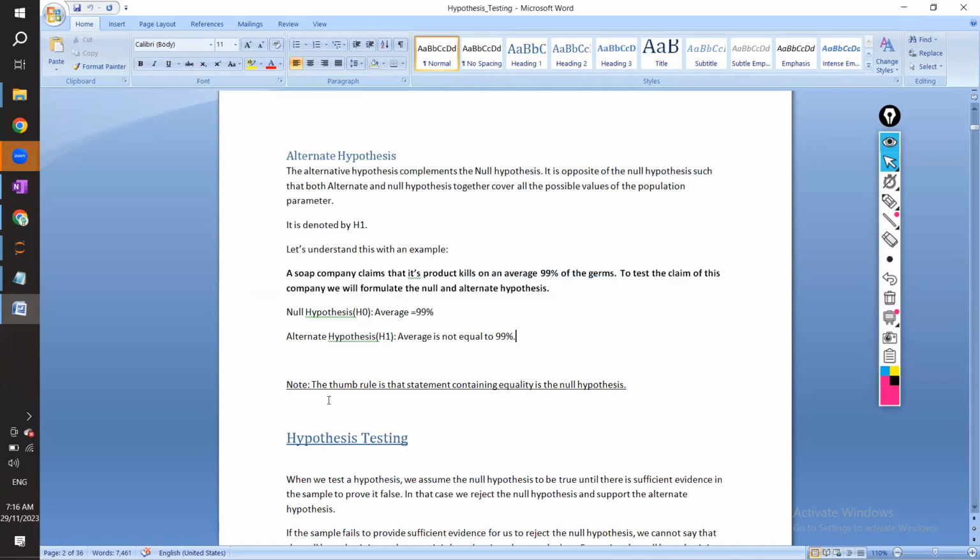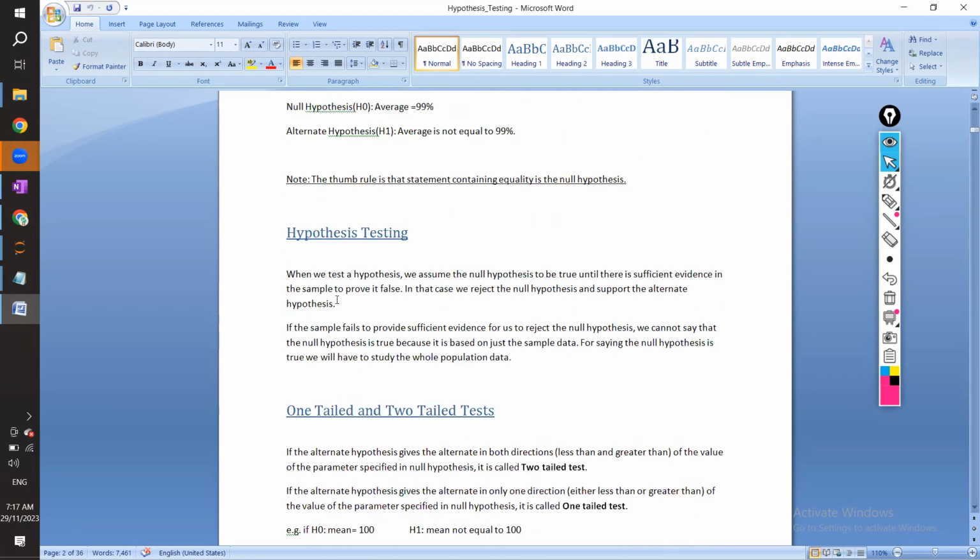The thumb rule is that the statement containing equality is the null hypothesis. Wherever you have a statement containing equality, it is the null hypothesis. So here, if it is saying average is 99, null will say average is equal to 99. Alternate will say it is not equal to 99. These are just two hypotheses, guys. Suppose we do some test, and from the test we will either accept this or reject this. That will happen. But we need to understand the way you formulate them. Wherever you can equate some value, that will be given to the null hypothesis.